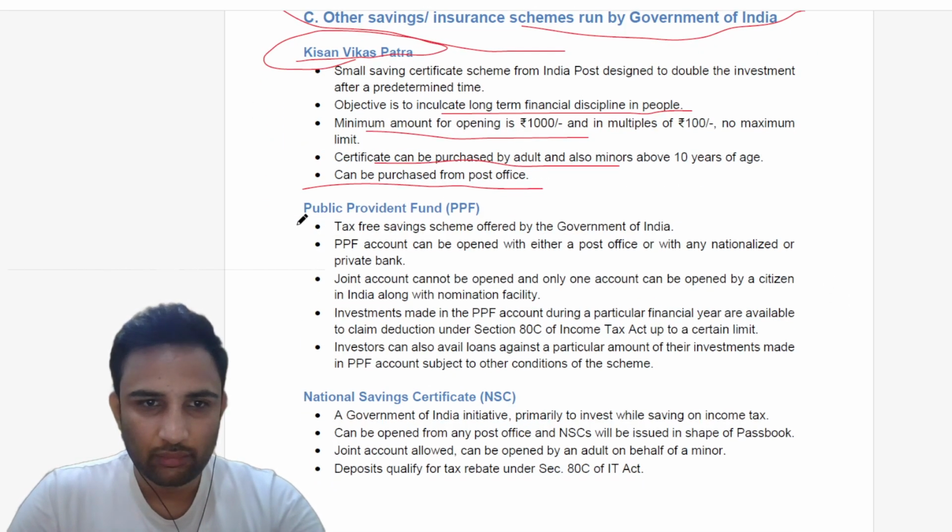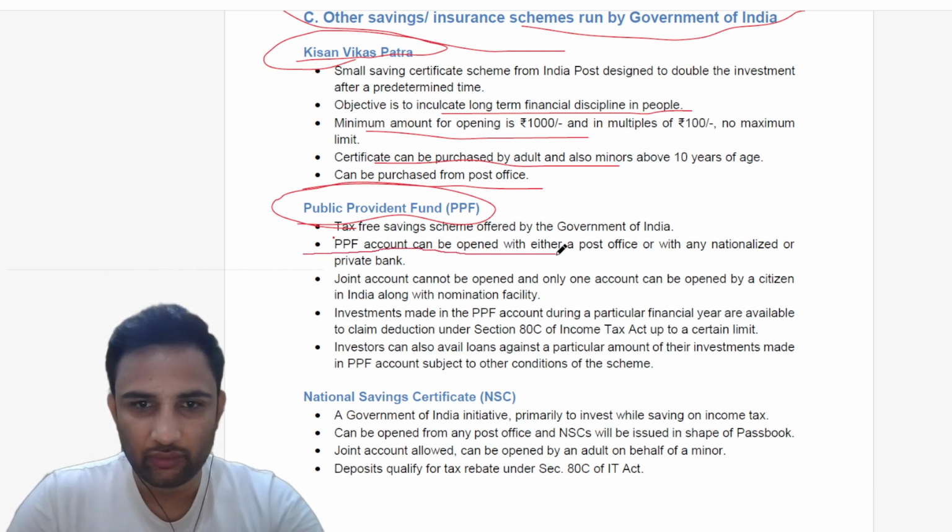Public Provident Fund. That is PPF. So PPF is a tax-free savings scheme offered by the government of India. PPF account can be opened with either a post office or with any nationalized or private bank. A joint account cannot be opened, and only one account can be opened by a citizen in India, along with nomination facility.